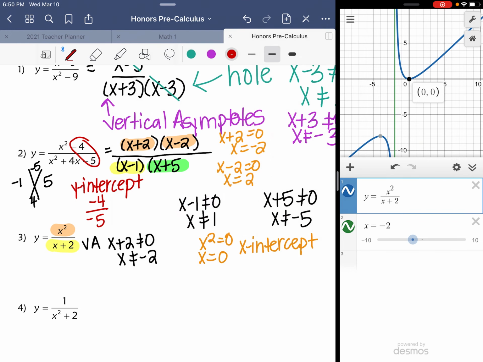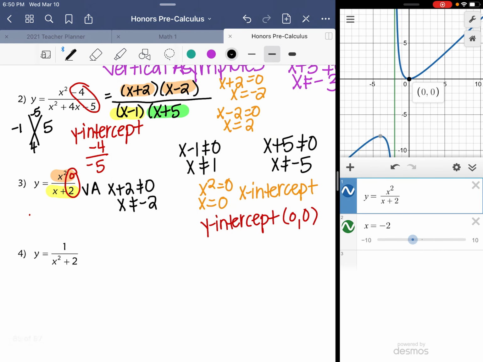And then you're looking for your y-intercept. So your y-intercept is your constants. So technically I have nothing on the top, so we're going to call that 0. So 0 divided by 2 is still going to be 0. So my y-intercept is at 0, 0, which I can see is where it crosses the y-axis.